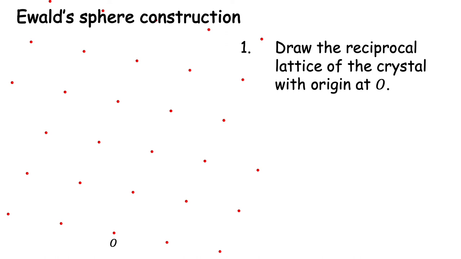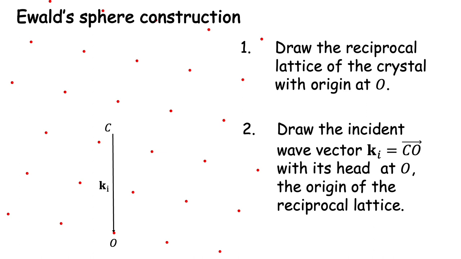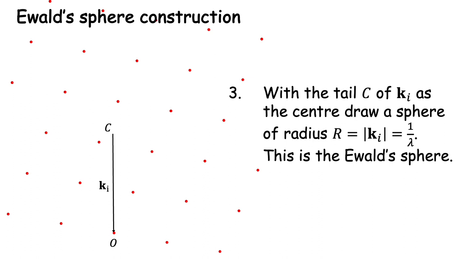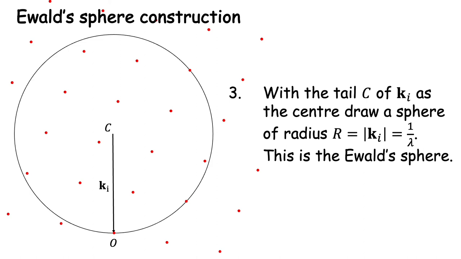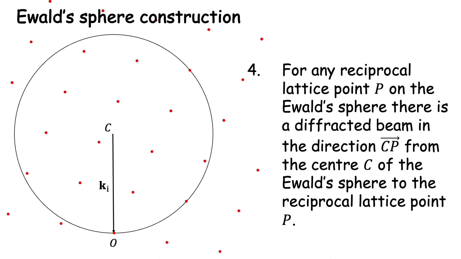So let us summarize the Ewald sphere construction now. The steps are, we first begin with the reciprocal lattice space with its origin O and draw the incident wave vector Ki as CO with its head at the origin of the reciprocal space. We then use the tail of Ki, C, as the center of a sphere, and we draw a sphere of radius 1 by lambda. This is the Ewald sphere. And then we check whether any reciprocal lattice point lies on the Ewald sphere. For any reciprocal lattice point P lying on the Ewald sphere, we get a diffracted beam in the direction CP from the center of the Ewald sphere to the reciprocal lattice point.